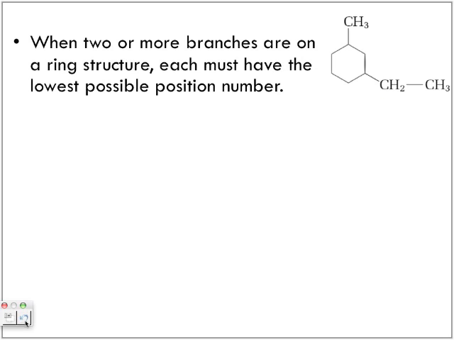Now, when 2 or more branches are on the ring structure, each must have the lowest possible position number, right? So we can number this any which way. Let's give this one, let's say, a number 1, number 2, number 3. I could give this number 1, this number 2, number 3, number 4. This would become number 5. So what we want is to number it in a way where all the chains will have the lowest possible number.